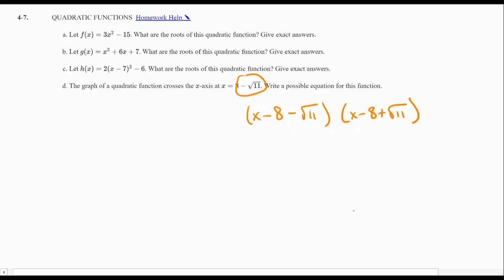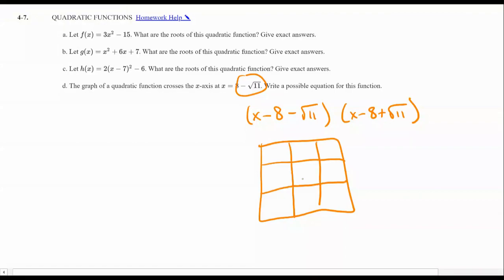So really I could just multiply these two factors together, and it's a little bit ugly because it's 3 boxes, but this is just my fail-safe way of dealing with this. If I do this correctly, all of my square roots should go away. So I get x squared, negative 8x, then positive root 11x, negative 8x, 64, negative 8 root 11, negative root 11x, positive 8 root 11, and then negative 11 here.